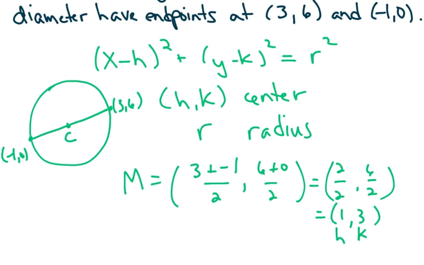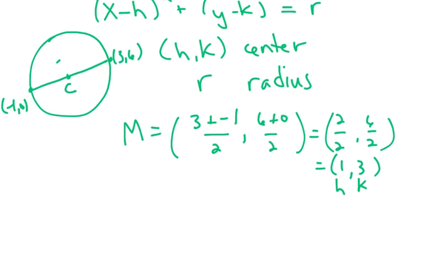Now I'm going to go find the radius, because this is the best way to do it. One of the ways you could find the radius is you could find the length of the diameter by finding the distance and then dividing that answer by 2. However, you're more likely to get a more reduced answer if you first find the center of the circle and then find the distance from the center to either endpoint of the diameter. So I am going to find the distance now from 1, 3 to 3, 6.